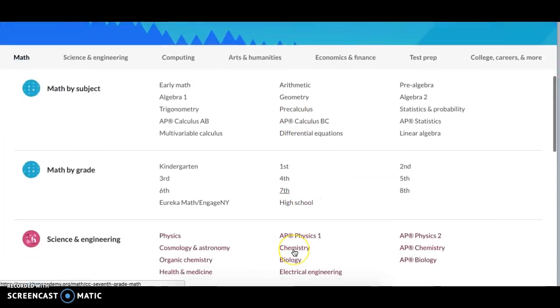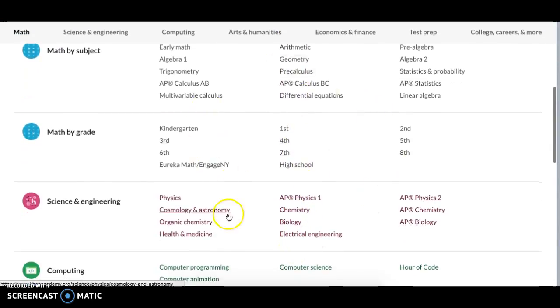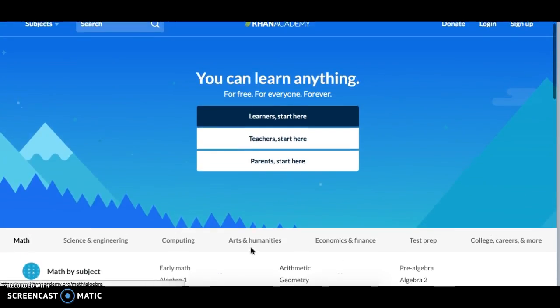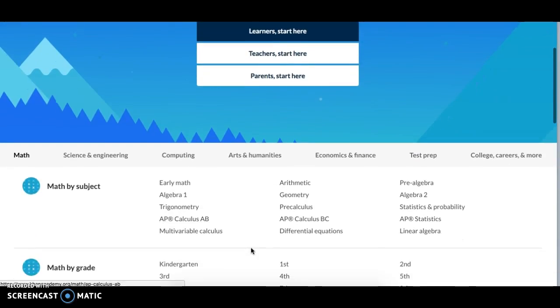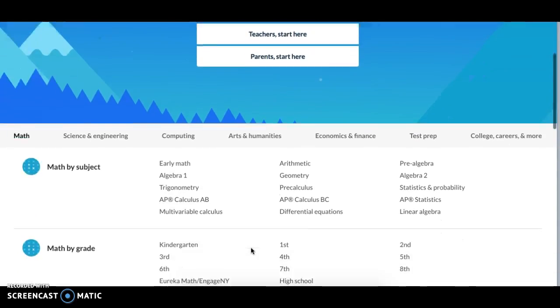And I just look forward to exploring this app a little bit more, and waiting to see how my students respond to it once I implement it.